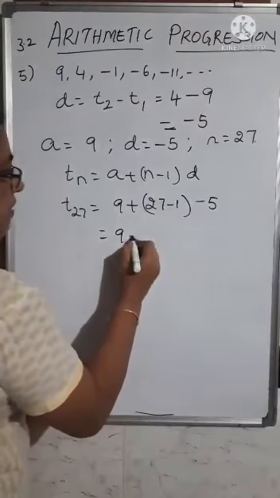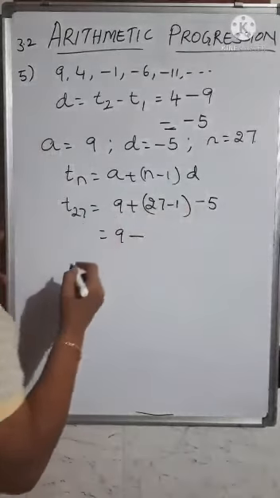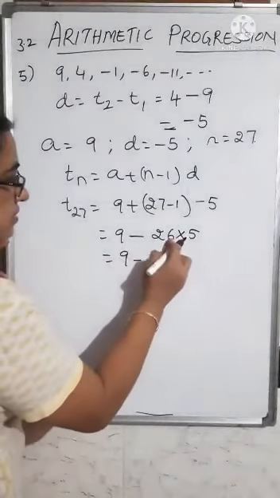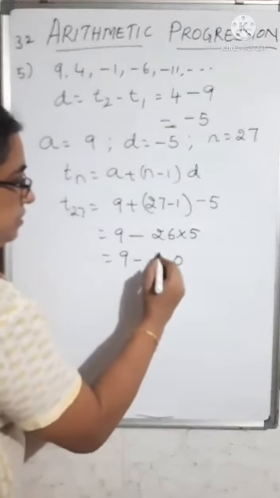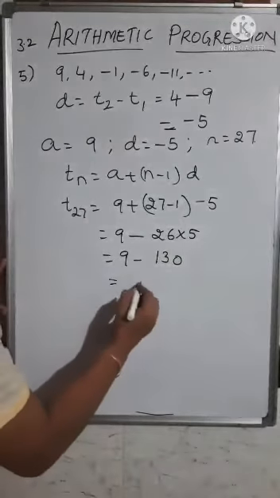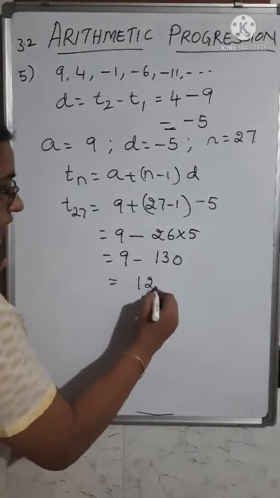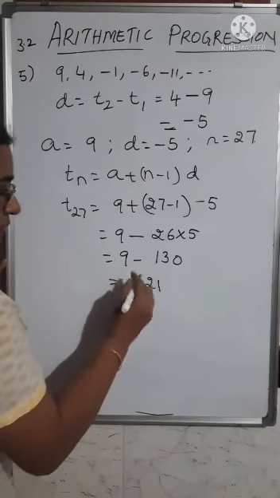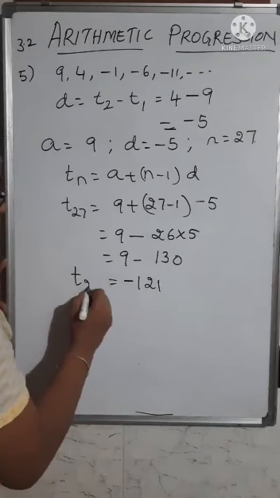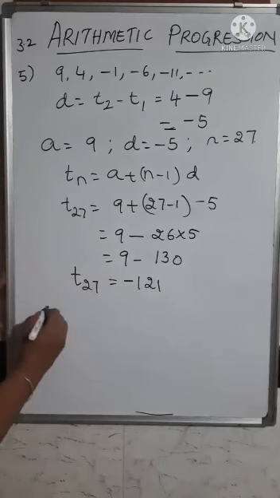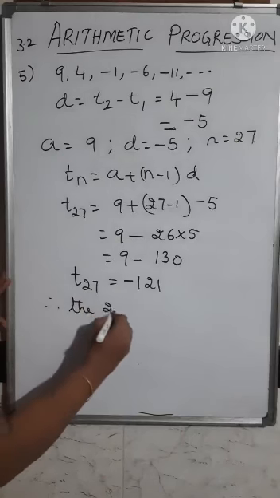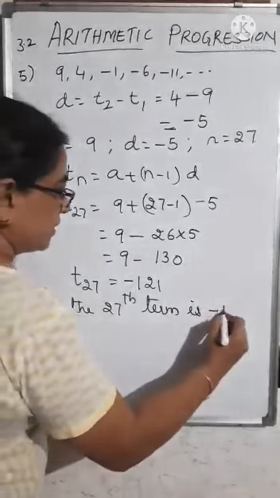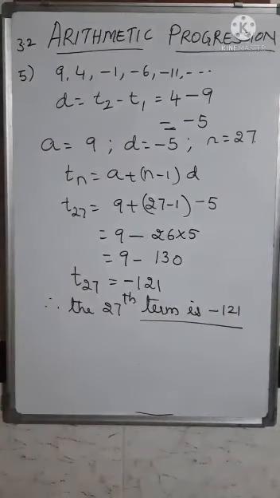So this will be 9 plus into minus, write it as minus. This will be 26 into 5. So this is 9 minus 130, 26 fives are 130. Now here the answer will be 121. When you subtract it, 130 minus 9 is 121. The sign of the bigger number is minus, so you will get T27 is equal to minus 121. So therefore the 27th term is minus 121. So like this you have to find out the value.